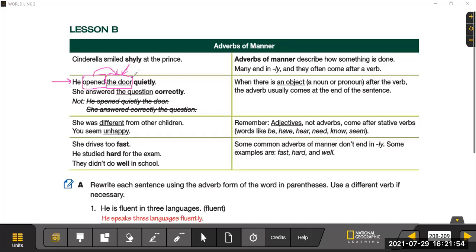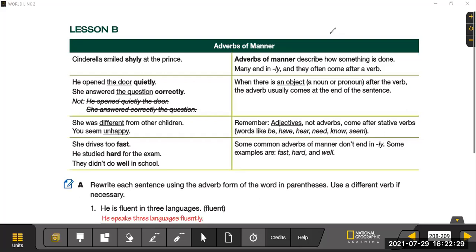So when we are using that, we have to put the adverb of manner at the end of the sentence, right? As you see in the examples, they say, he opened the door quickly. She answered the question correctly. We cannot say he opened it quietly, he opened quietly the door, or she answered correctly the question. We cannot say that. So you have to be careful with the position of the adverb of manner.